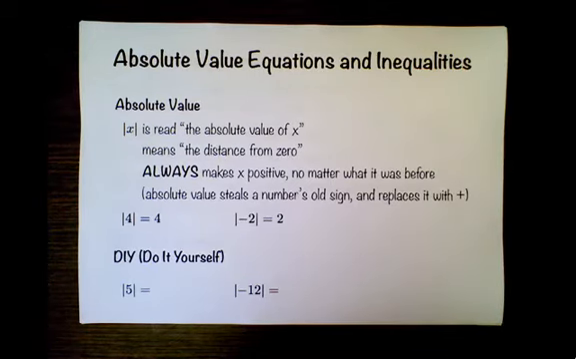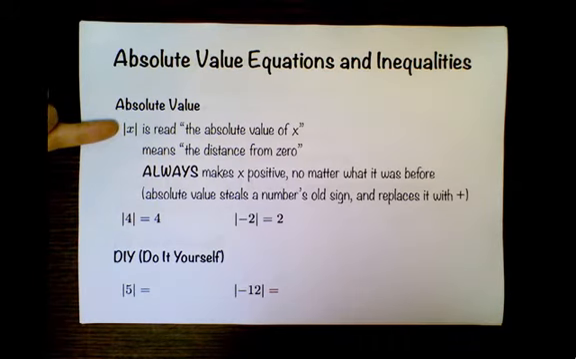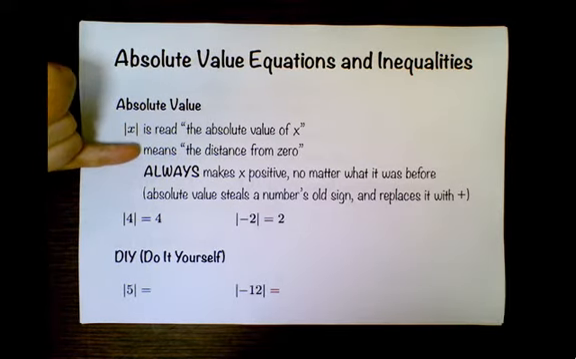Absolute value equations and inequalities. So this is read the absolute value of x. Those two bars on the outside are the absolute value symbols. And one way to interpret that is the distance between that number and 0.